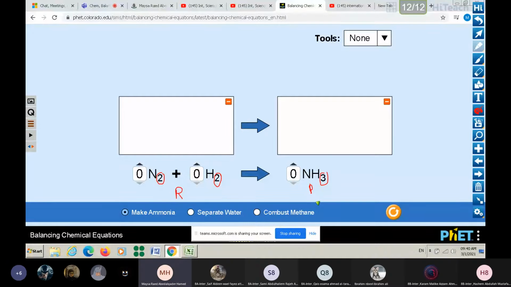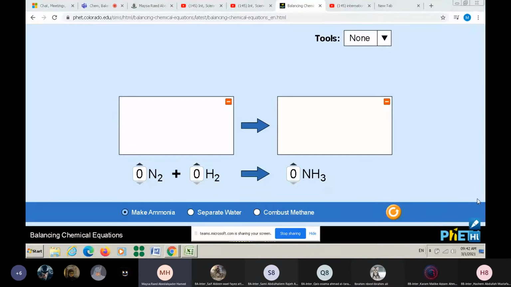Yes. How many hydrogen atoms are in the product? There are 3 hydrogen atoms. If you look at this equation again, is the number of nitrogen atoms in the reactants the same as in the product?